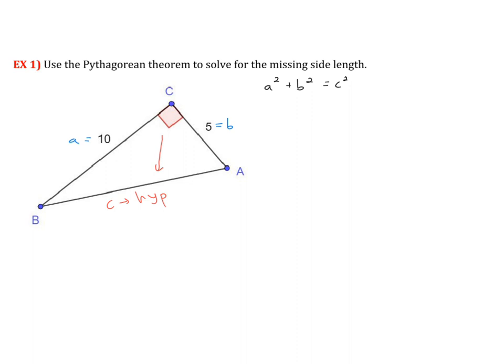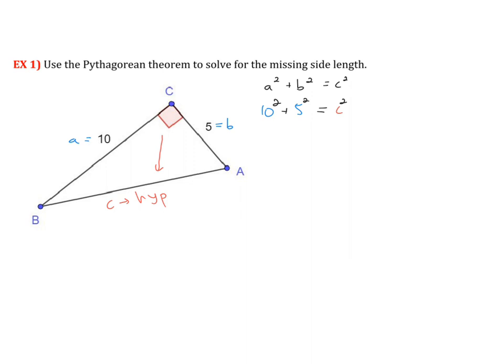So a is going to be 10 squared plus b, which is going to be 5 squared. And this is all equal to c, which is the side that we are missing. Keep in mind that sometimes we're not always looking for our hypotenuse. Sometimes we might be missing a or b instead. That's why it's so important for us to label our side lengths before we get started, so we know which side it is that we're looking for.